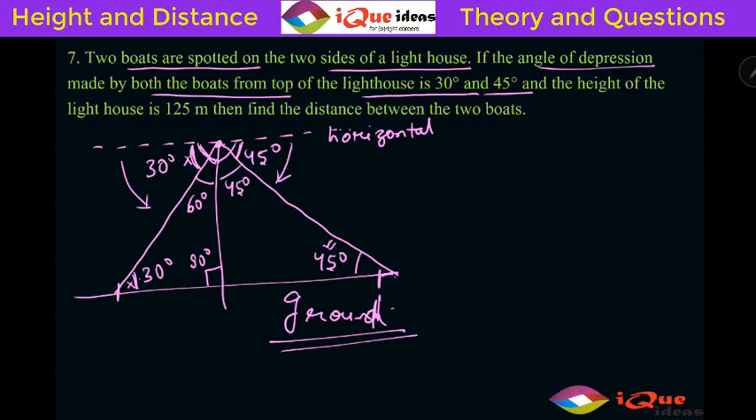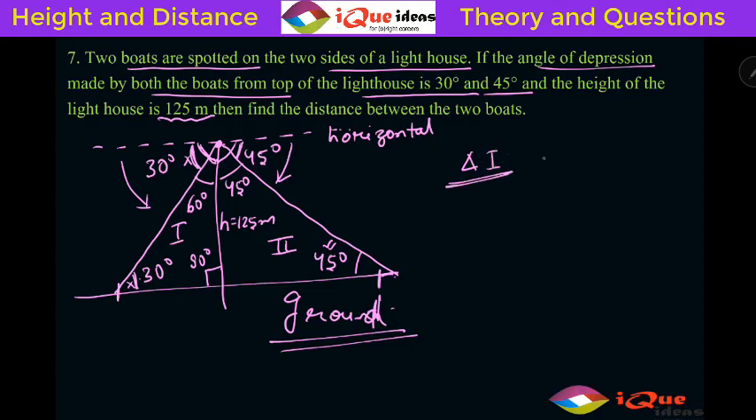All right. Now let's take the height of the lighthouse, that is given as 125 meter. So height of the lighthouse is 125 meter. Now let's give the names of the triangles. Suppose this triangle is triangle number 1 and this triangle is triangle number 2. All right. Now look at triangle number 1.